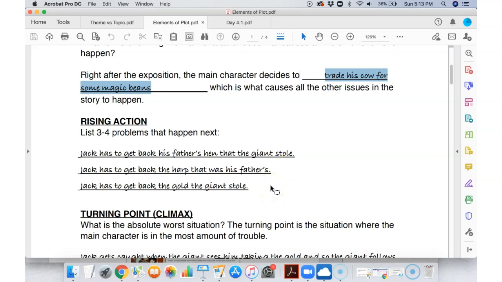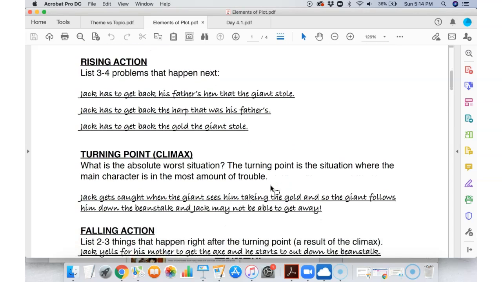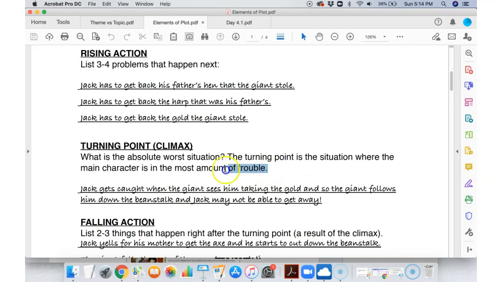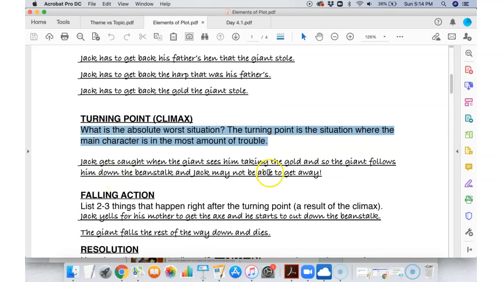Don't list every single problem. Okay, the turning point, the climax. What is the absolute worst situation in the story? The turning point or the climax is the part where the main character is in the biggest amount of trouble. So when is he in the biggest amount of trouble?